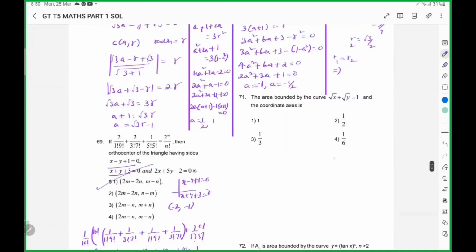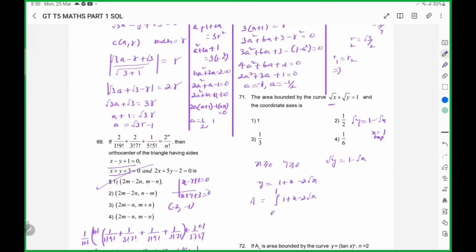So the area bounded here is defined for x positive, y positive. Root y is 1 minus root x. Y here is 1 plus x square minus 1 plus x minus 2 root x. Area is 1 plus x minus 2 root x. Here root y is 1 minus root x, so x will be maximum 1, right? Y is 0, x is 1.